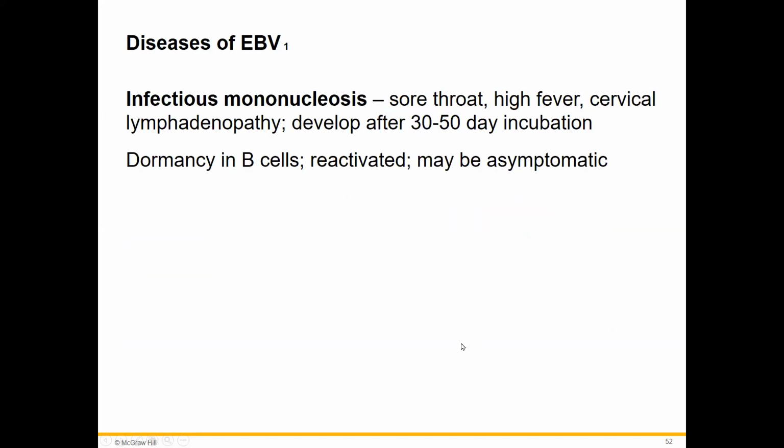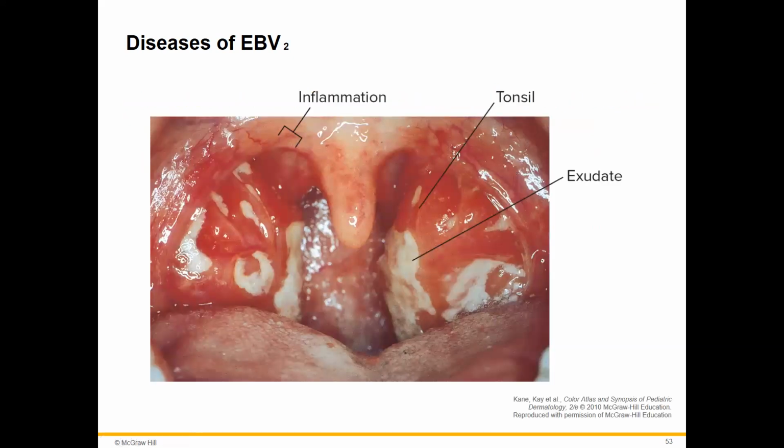Infectious mononucleosis, we already kind of mentioned that, but lymphadenopathy, significant sore throat, significant tonsillar swelling, and splenomegaly. It stays dormant in B cells. It can become reactivated, but it could be asymptomatic during that reactivation. This is your kissing tonsil.